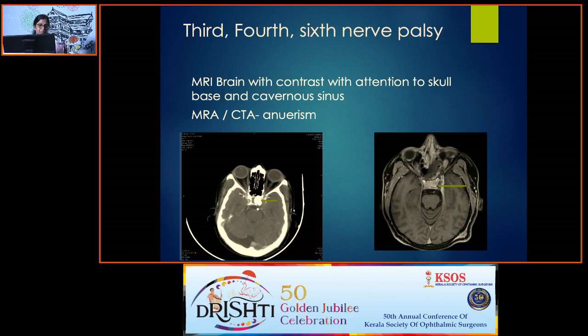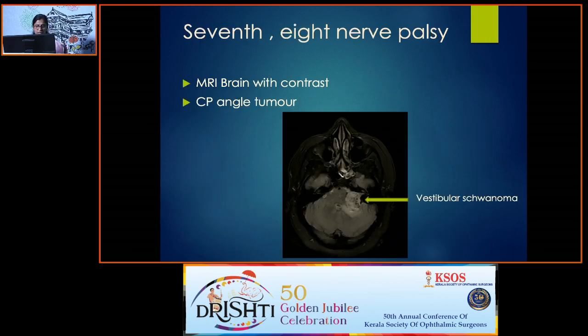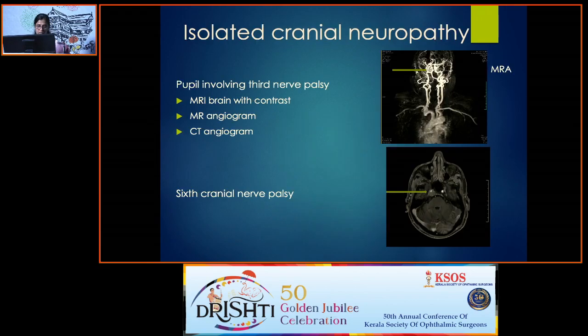In multiple cranial nerve palsy, if you suspect an artery aneurysm, we have to include MRA or CTA, that is MR angiogram or CT angiogram. The first picture is a CT angiogram showing the dilated vessels in the cavernous sinus area, that is a carotid artery aneurysm. The second picture is MRA, where you can see the dilated vessel of the cavernous sinus. If you suspect vestibular schwannoma, that is a CP angle tumor, you have to do MRI with contrast.